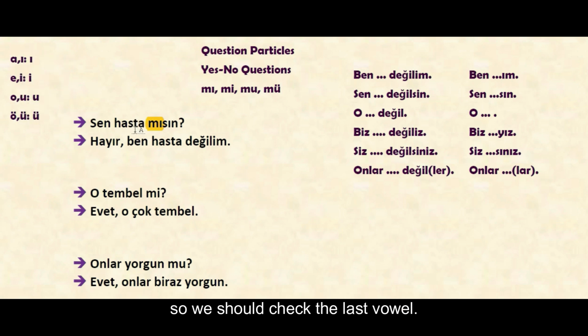So we should check the last vowel. So we see here, for example, hasta mı, because the last vowel is a, we see mı. Tembel mi, yorgun mu. So depending on the last vowel of the word stem, we are seeing mı, mi, mu, mü, like one of them. And also we should add the personal suffix, and that personal suffix also must be in harmony with these vowels. That's why we'll be seeing the same vowels with this question particle's vowel.